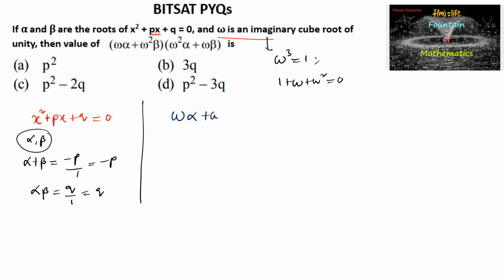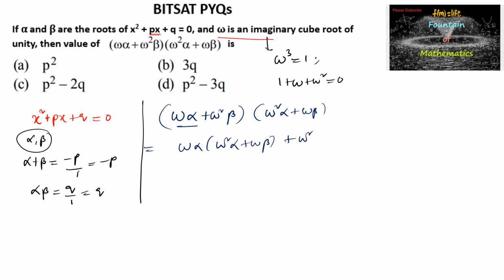Omega alpha plus omega square beta into omega square alpha plus omega beta, which is equal to omega alpha into omega square alpha plus omega beta, plus omega square beta into omega square alpha plus omega beta. So here we can add: omega cube into alpha square plus omega square into alpha beta plus, and here omega power 4 into alpha beta plus omega cube into beta square.